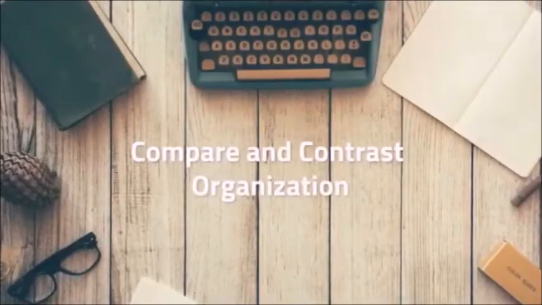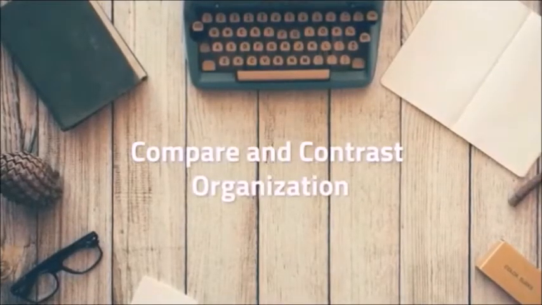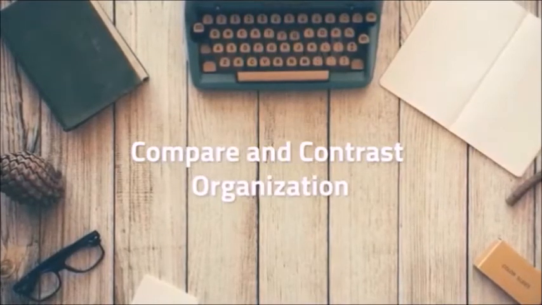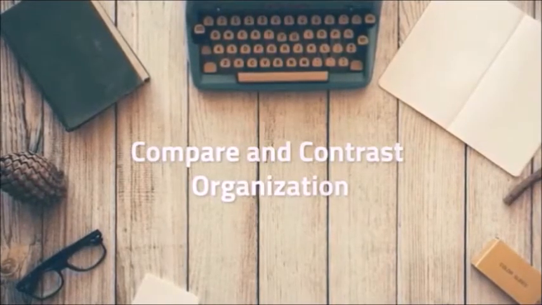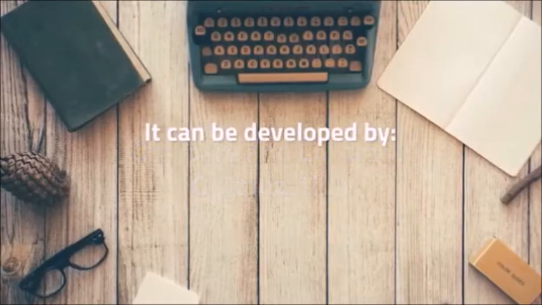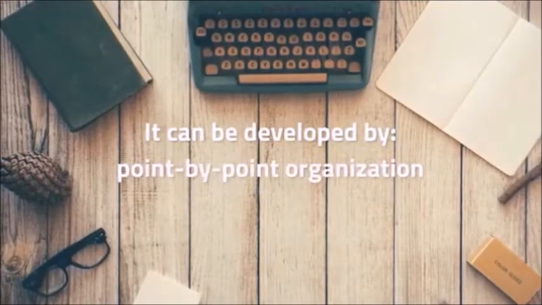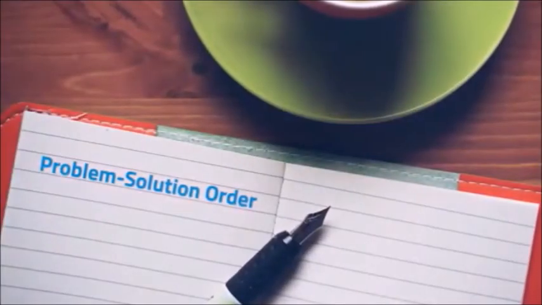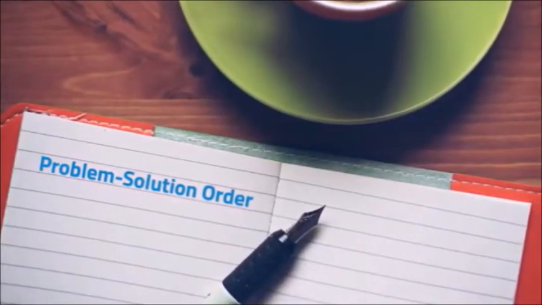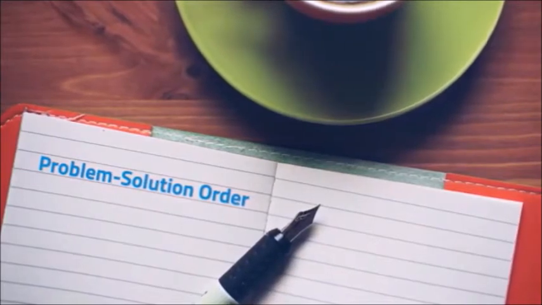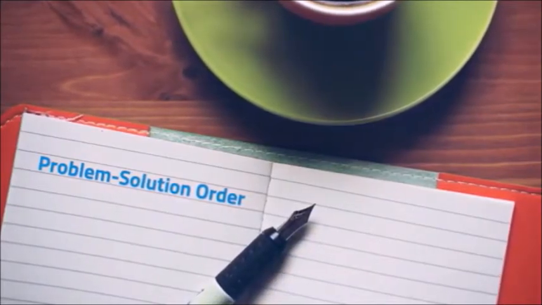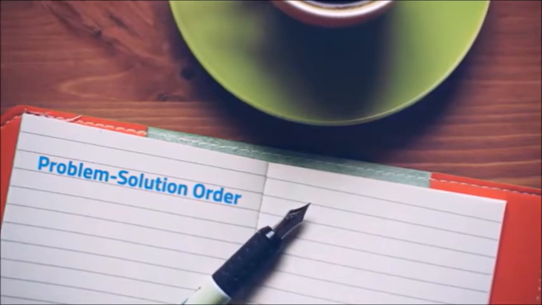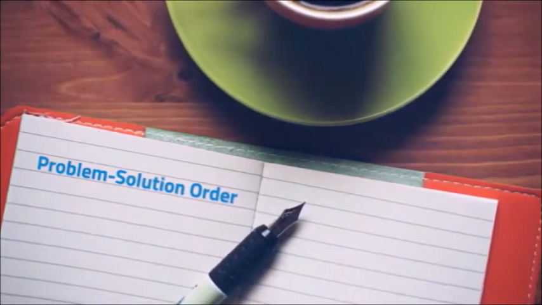Compare and contrast organization is used when showing how two or more subjects are similar and different. It can be developed by point-by-point organization or subject-by-subject organization. Problem-solution order is used when analyzing a problem and proposing a solution or solutions. It is commonly used in persuasive writing, such as editorials or proposals.